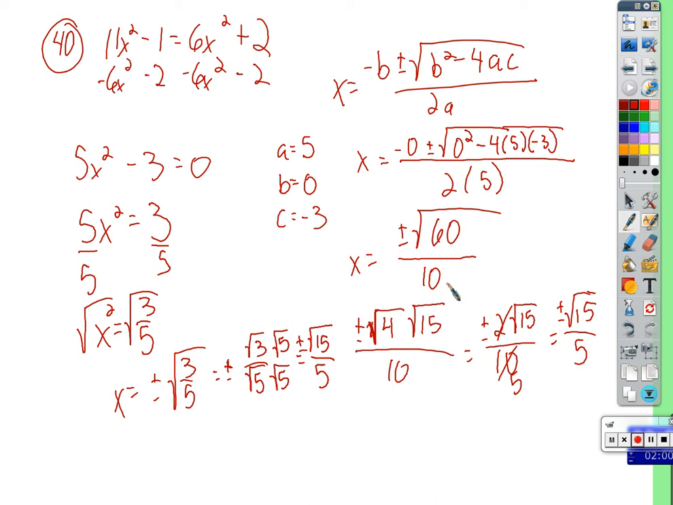But the moral of that story is maybe check into another way of doing this other than the quadratic formula. The quadratic formula can take you quite a long time, quite a few steps, where we could just get x squared by itself and take the square root of that.